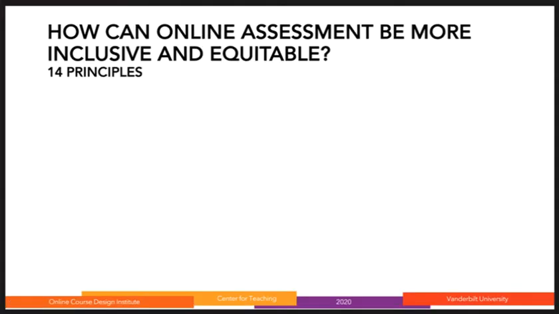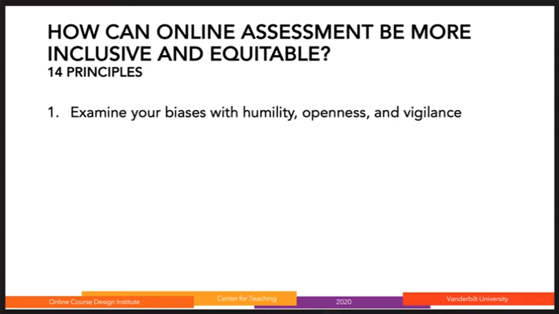How can online assessment be more inclusive and equitable? Here are 14 principles that may help, with some suggestions for practice along the way. One is to uncover and examine the biases that we hold, with humility, openness, and vigilance. Just when we think we are beyond bias, we are most likely to let our society's problematic prejudices speak through us. All of us, therefore, need to be vigilant and prioritize inclusion and equity in all aspects of assessment.